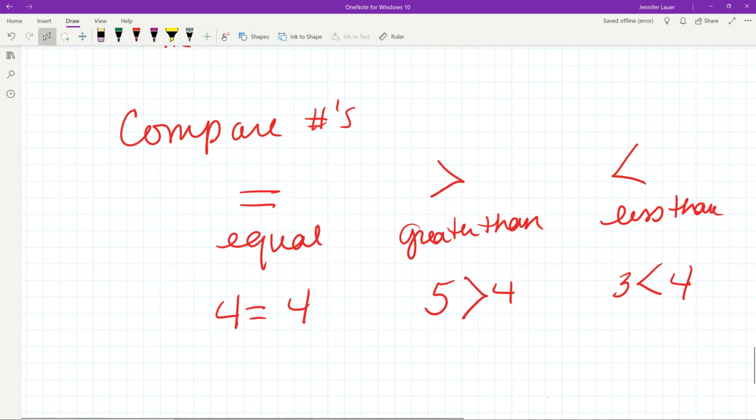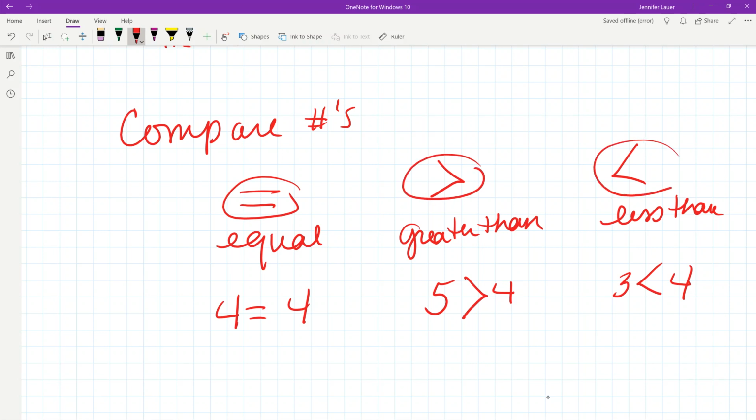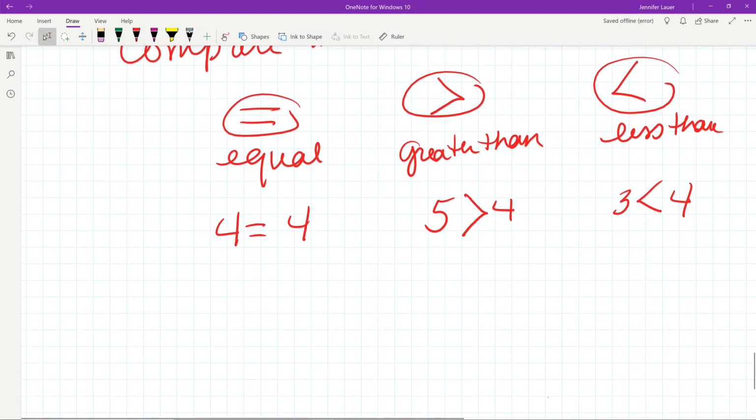So in other words, you're going to read from left to right. This is equals, this is greater than, this is less than. So 4 equals 4, 5 is greater than 4, and 3 is less than 4. So let's try a couple problems to see how you do.